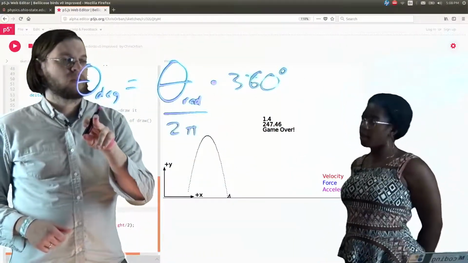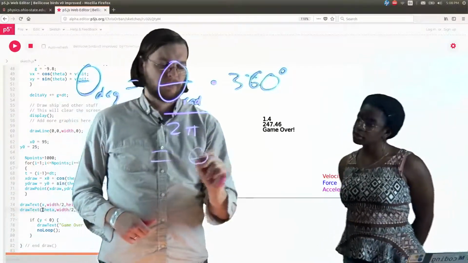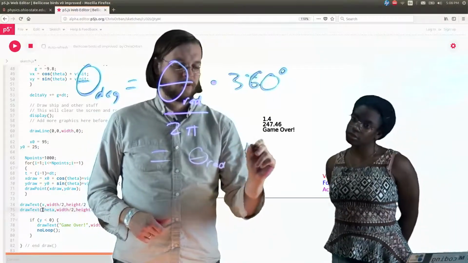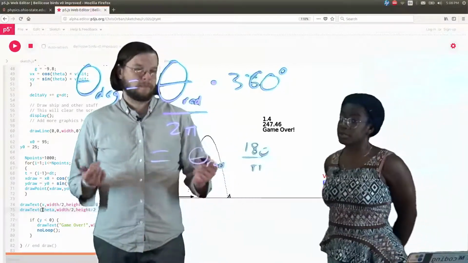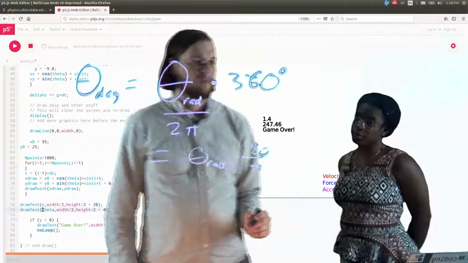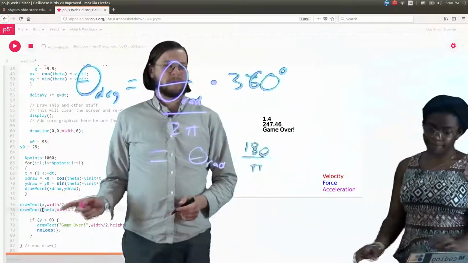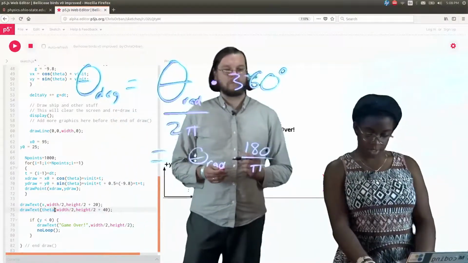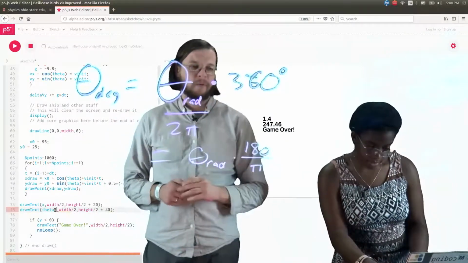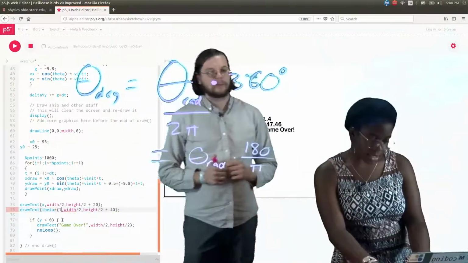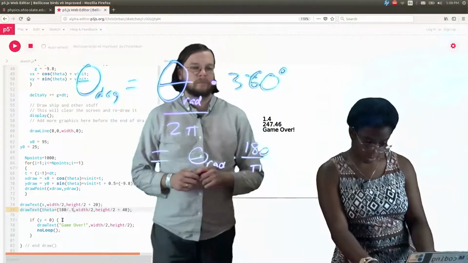So in the code, a lot of people would see this and they'd say, okay, I'm going to write this as times 180 over pi. So that works too. All we've got to do is modify this so that it says theta times 180 over pi. Yep, that works. And instead of pi, you might want to do just 3.14, to be more accurate.